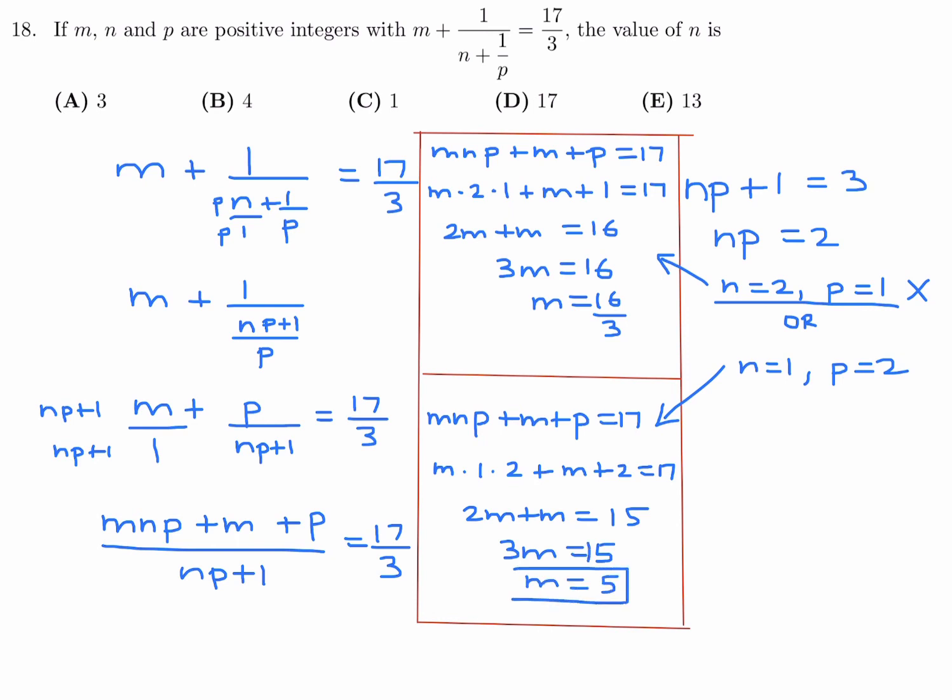And there we go. We got integer solutions. M is 5, n is 1, p is 2. What do they want? The value of n. Well, n is 1. So number 18, the answer is C.